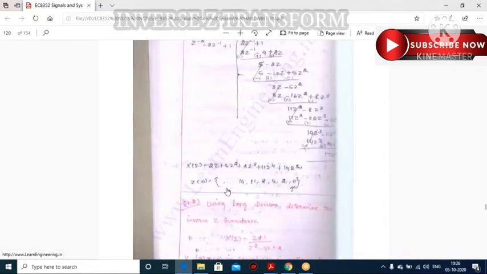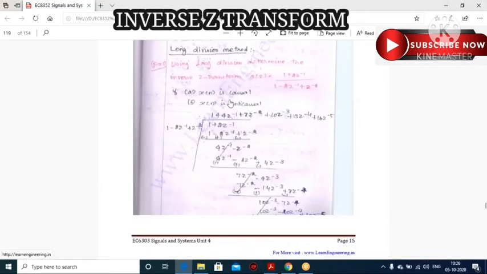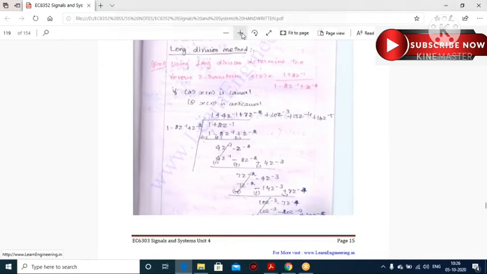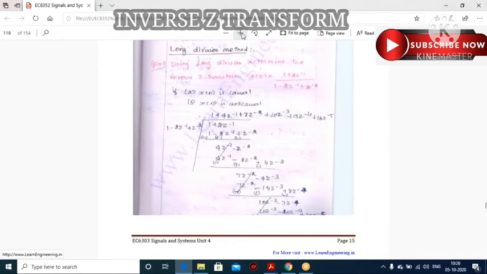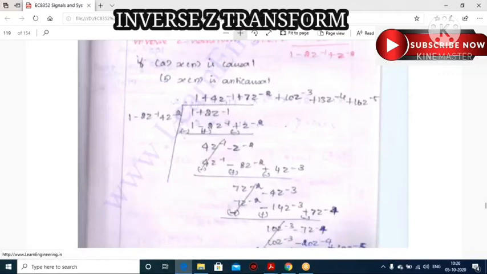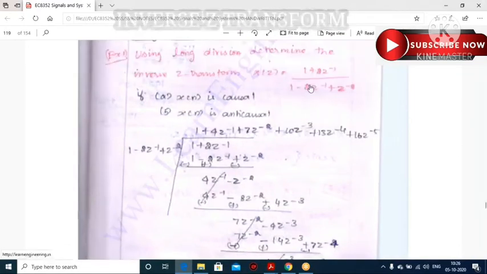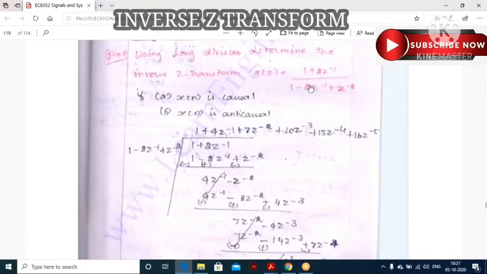So look at this problem. By using long division method, determine the inverse Z transform. x of n is causal. I keep it as it is. Both of us take it as it is. So here, 1 plus 2 z inverse inside the term, and the denominator is 1 minus 2 z inverse plus z power minus 2. So I keep it as it is. It starts from 1 onwards.